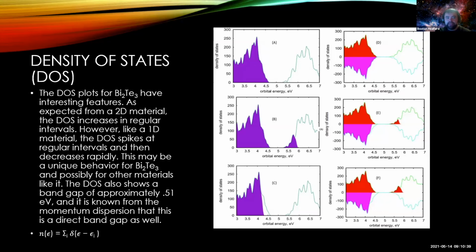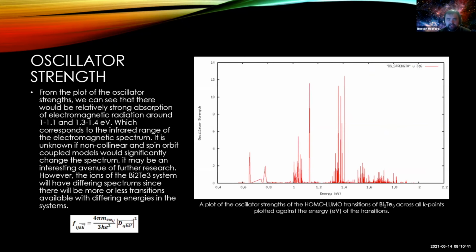And then finally, we have the oscillator strength, which is essentially showing you the absorption spectra. It's the relative probability of the material to absorb light at a specific wavelength. As you can see here, there are a few different spikes in the absorption spectra around 1 to 1.1 electron volts, and then 1.3 to 1.4 electron volts. There's some pretty strong absorption, which is in the infrared range, which is to be expected for bismuth telluride.